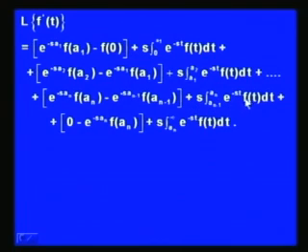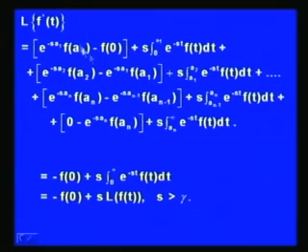n e to the power minus s t into f t dt, and then the last integral is equal to 0 minus e to the power minus s n f n plus s times integral over n to infinity e to the power minus s t into f t dt. This 0 comes when we take the limit of e to the power minus s t into f t as t goes to infinity, because f t is of exponential order.